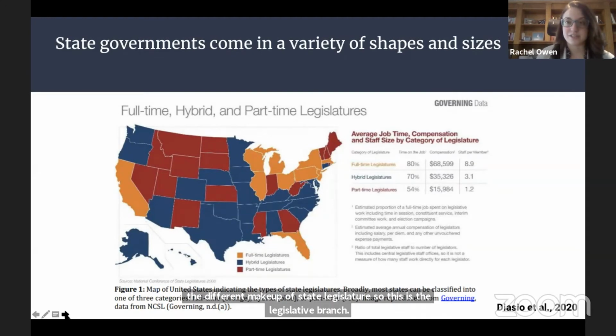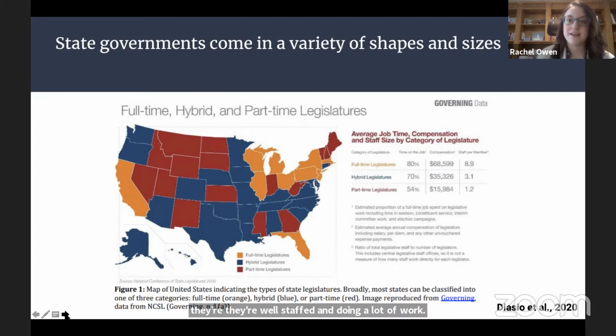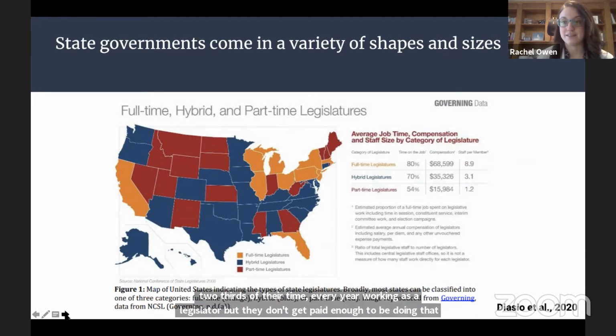The hybrid legislatures can look a lot of different ways. Typically, those legislators respond that they spend about 2/3 of their time every year working as a legislator, but they don't get paid enough to be doing that full time, so they often still have part-time jobs. And then here in red are the true part-time legislatures, where those lawmakers are spending less than half of their time every year focused on their jobs as a legislator, and they typically have low pay and thus they're low staffed at the Capitol. And so each of these different legislatures is going to have unique needs and unique challenges as they think about incorporating science into the policymaking process.